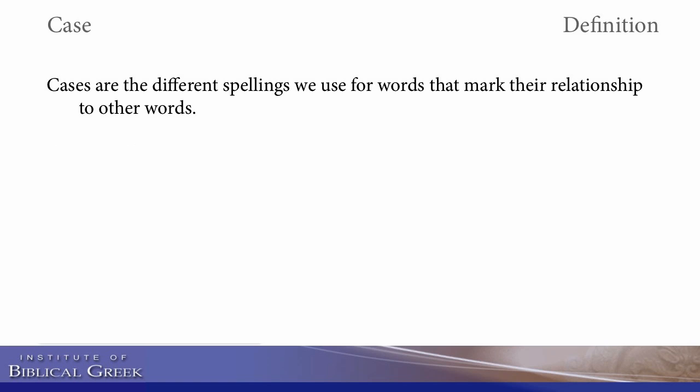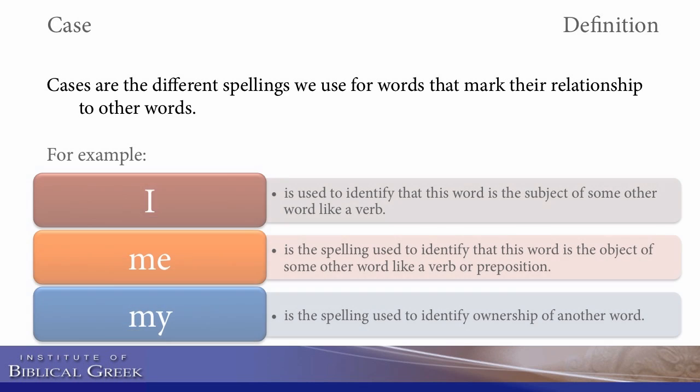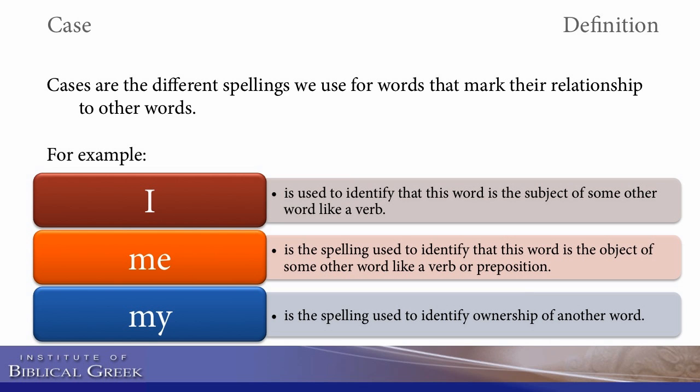Cases are the different spellings that we add on to words to mark their relationship to other words. For example, you may think that I, me, and my are different words. They are in one sense, in that they are different spellings. They have different case endings or case spellings, but in terms of reference, they all are referencing the same person, me, the speaker. So really, they're all the same word with different case spellings to mark these different relationships.